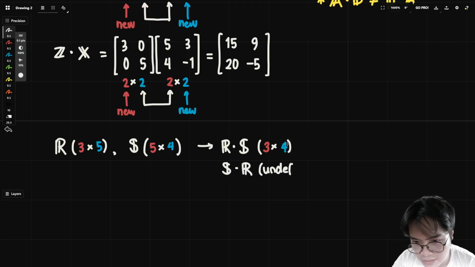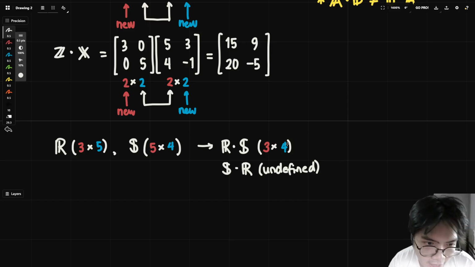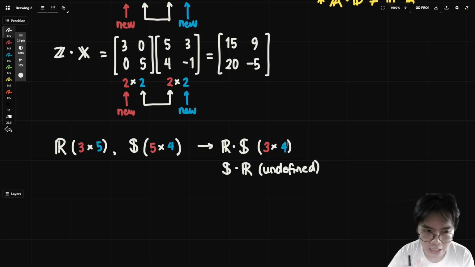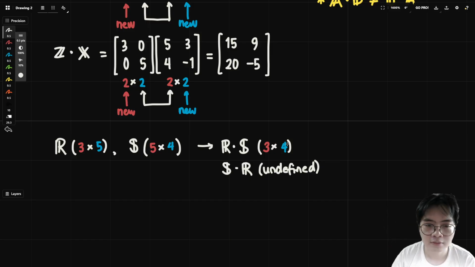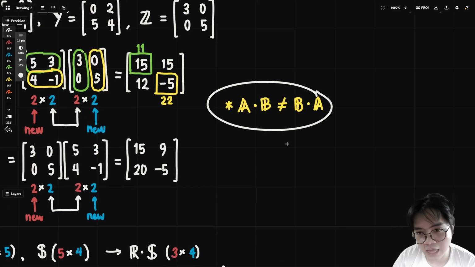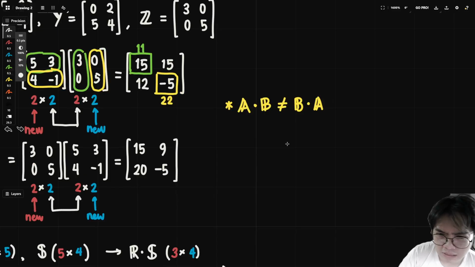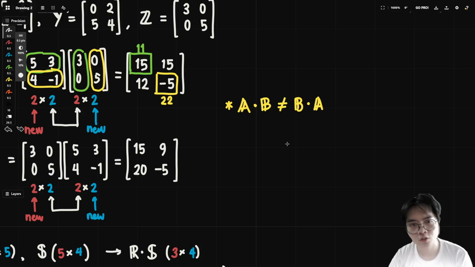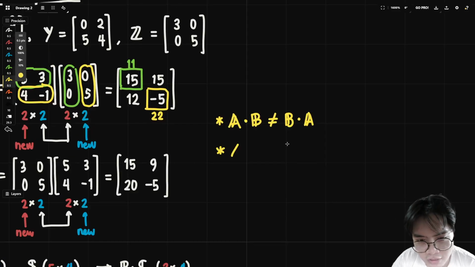Right? Why does it not make sense? Because now you are multiplying 5 by 4 by 3 by 5. And the 4 and the 3 are not meshing together. Right? And now, this is an illustration lang, a very basic illustration of why this thing holds, right? That the commutativity of matrix multiplication is not possible, right? Okay, so yun.